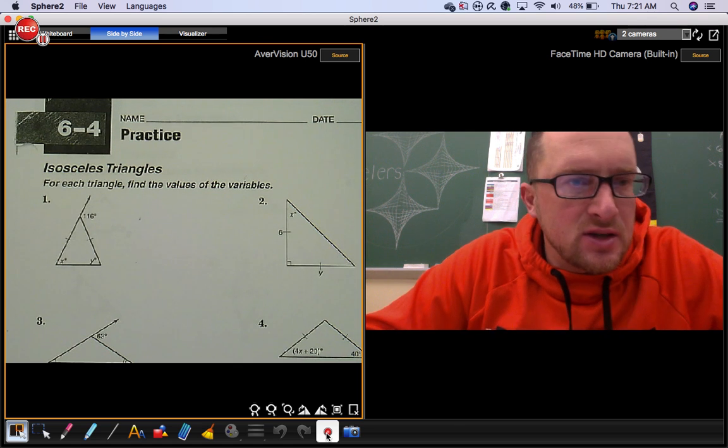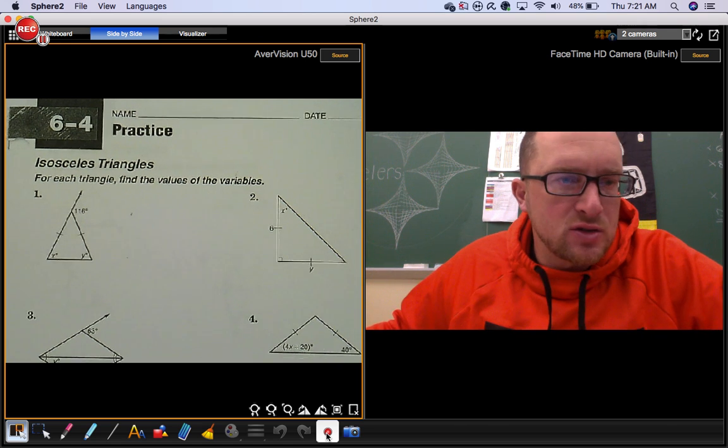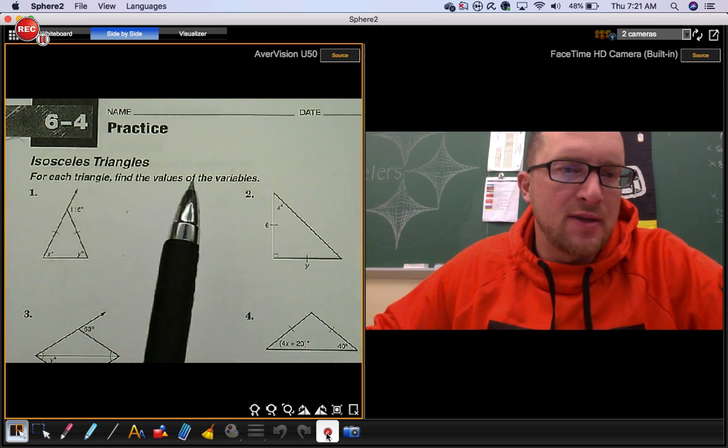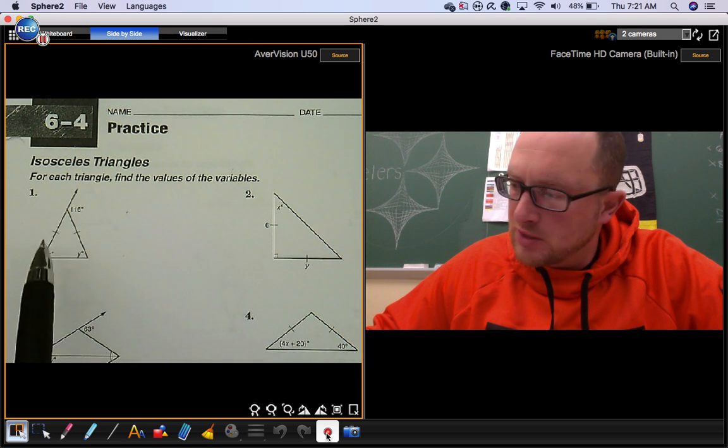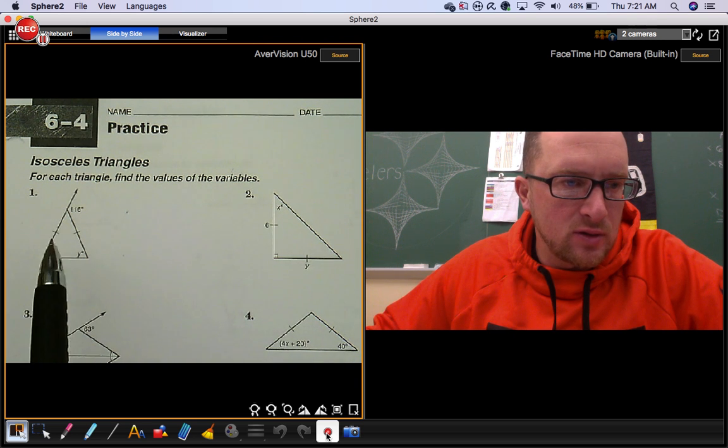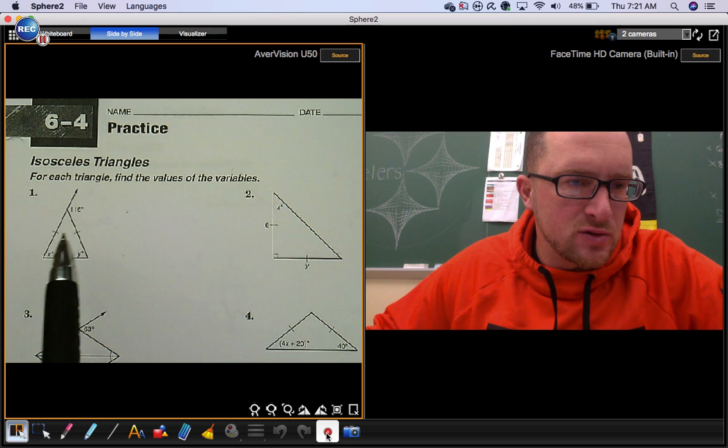Practice page for section 6.4. It's on isosceles triangles. For each triangle, find the values of the variables. So what's going to happen is they're going to give you an isosceles triangle like this one. We know it's isosceles because these two sides are congruent.